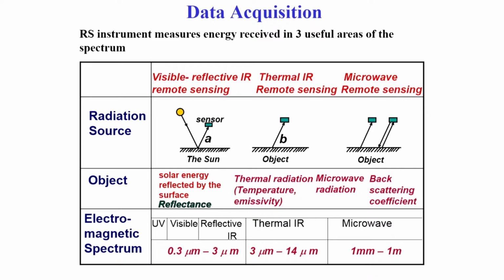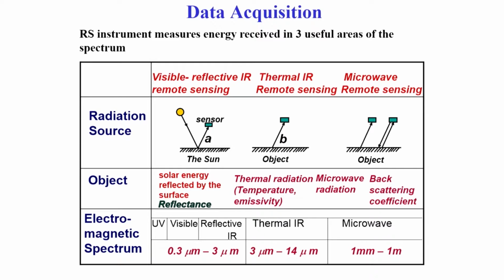Then in microwave remote sensing, we use microwave radiation for measuring the energy being reflected. Microwaves are active sensors, where the sensor creates its own energy, which falls on the object and reflects back. So its signal's incoming direction and outgoing direction are the same. That is why it is called backscattered.